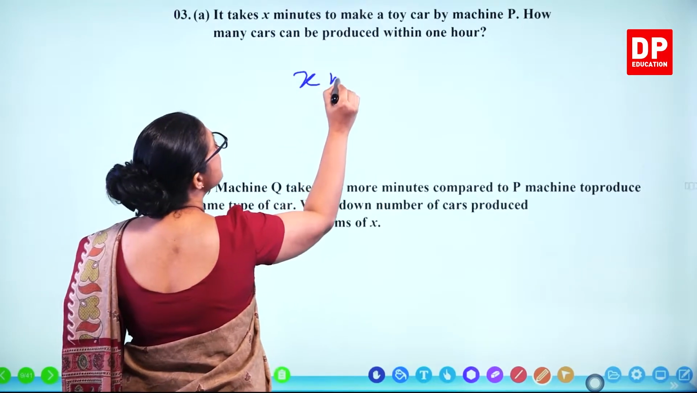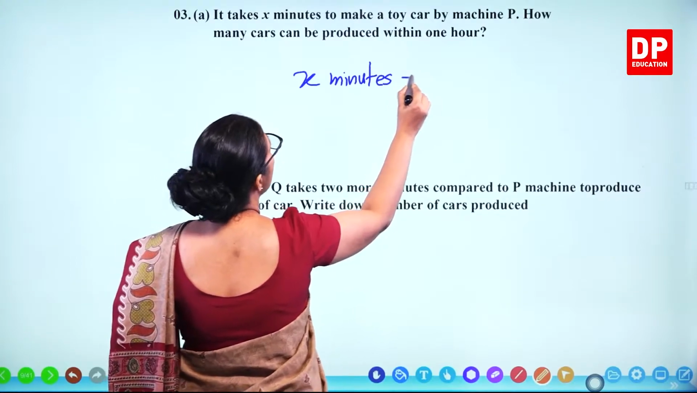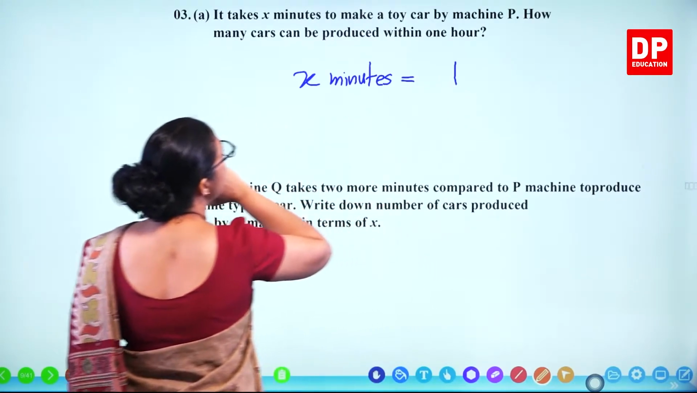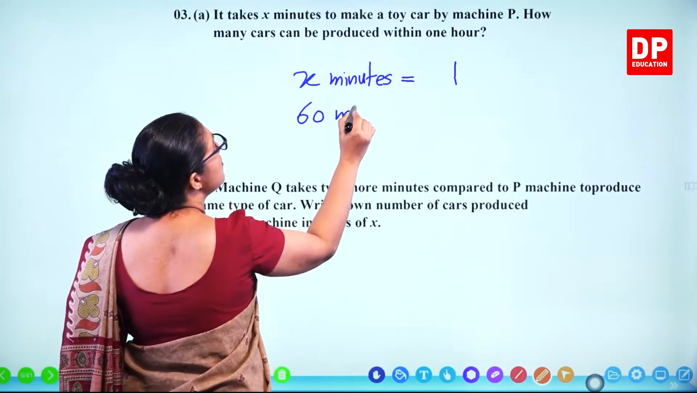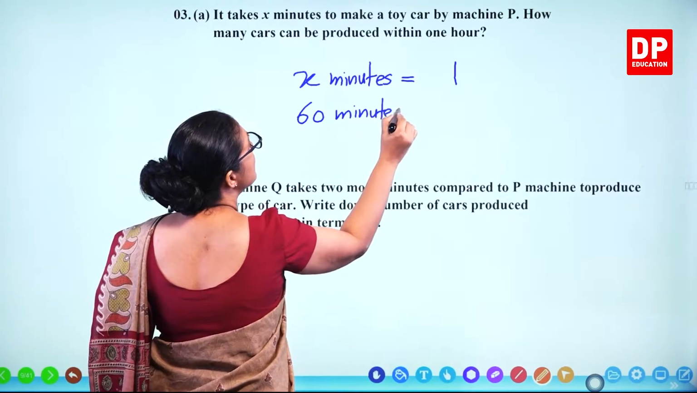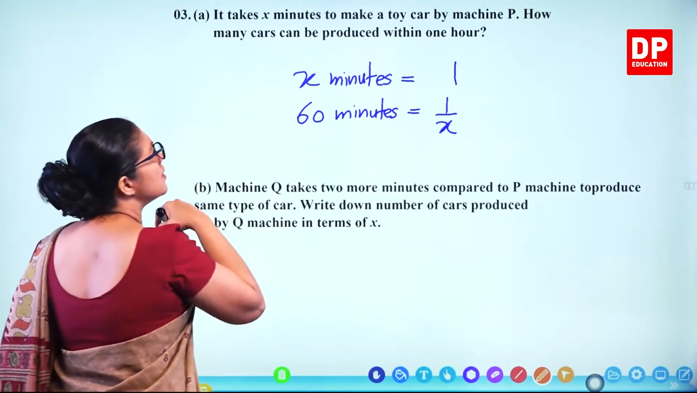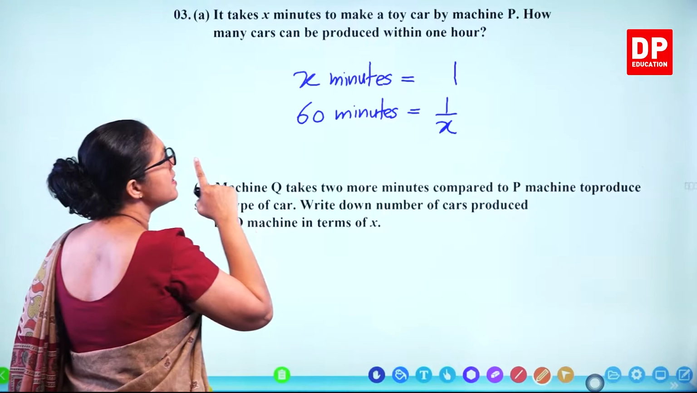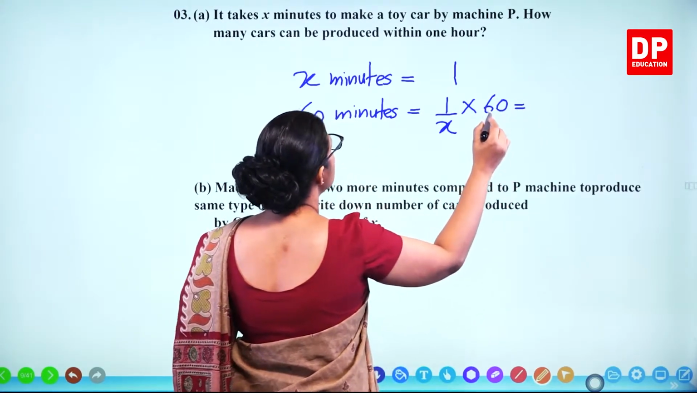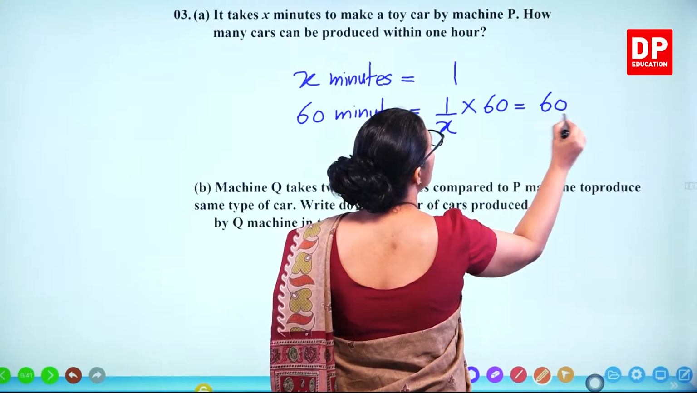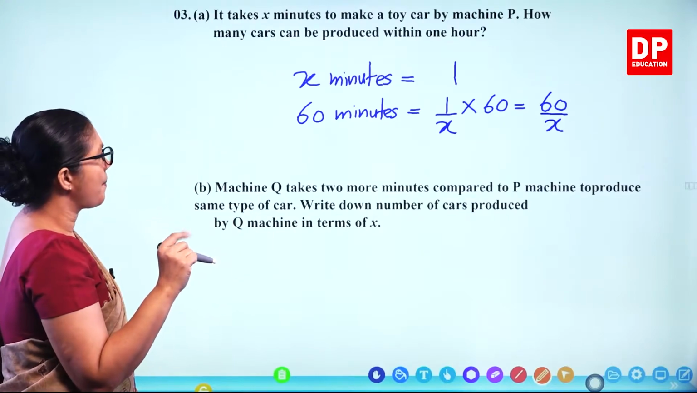X minutes, you can make only 1 car. So what about 60 minutes? 1 hour means 60 minutes. That means 1 over x is 1 minute and multiply by 60 for 60 minutes. So 60 over x number of cars can make.